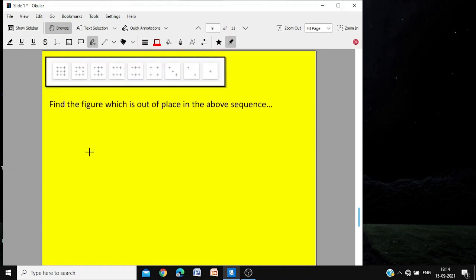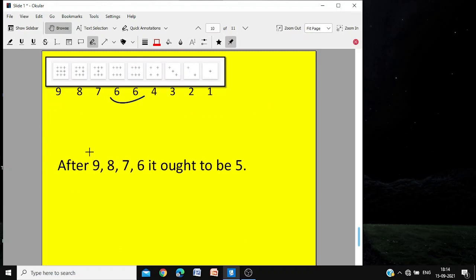Find the figure which is out of place in the above sequence. Which is out of place. Now if you count how many plus signs are there, we have here 9, here we have 8, here we have 7, and you go on counting. So it decreases, 9, 8, 7, 6, it ought to be 5, then 4, 3, 2, 1.